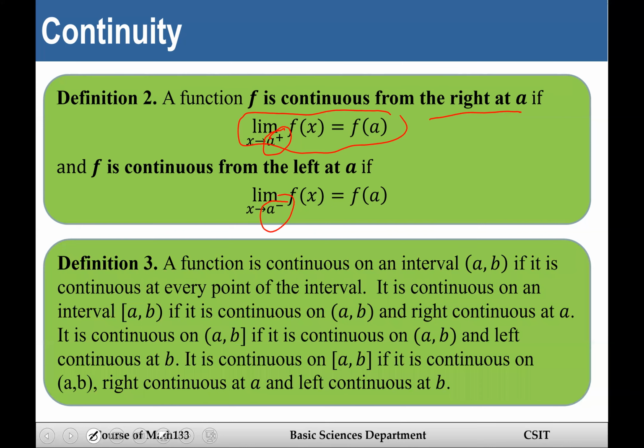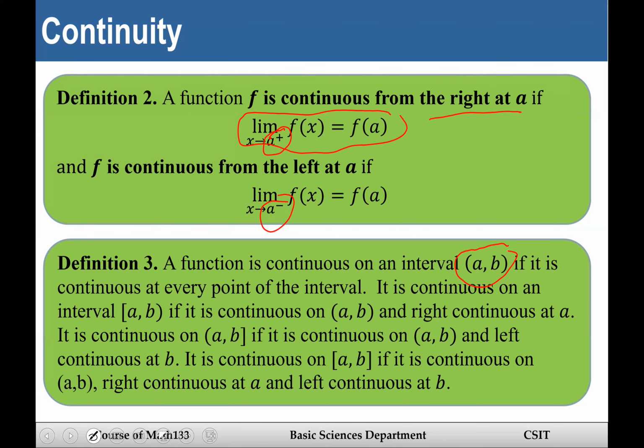This is when the point is inside the interval, in the middle, not the endpoints. So here, by this definition, we can use definition 3, which is the continuity on intervals. When the interval is open like that, just take any point and you must have the continuity at any point inside (a, b) open from both sides.